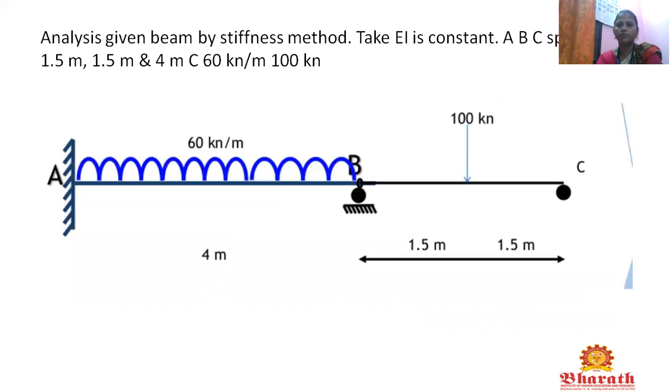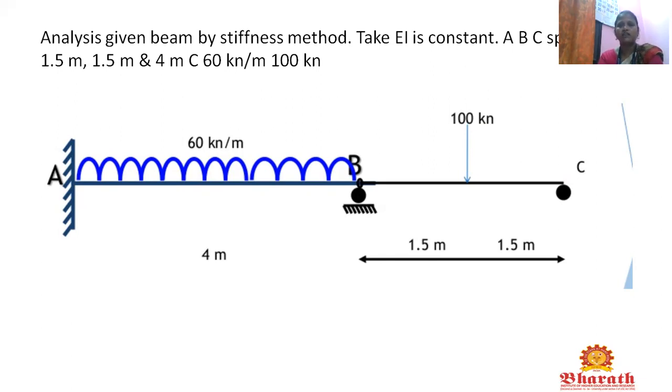Next, we are going to see one problem based on the matrix method. In this first example, analyze the given beam by the stiffness method. Take EI as constant and the span ABC is given in the structure. Span A to B is 4 meters and B to C is 3 meters. In this picture, on A to B a UDL of 60 kilonewton per meter is acting, and on B to C a 100 kilonewton load is acting at a distance of 1.5 meters.